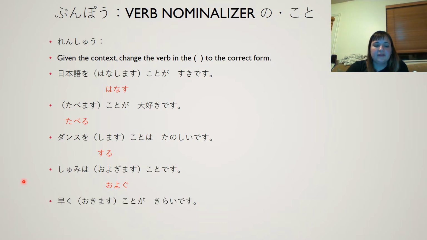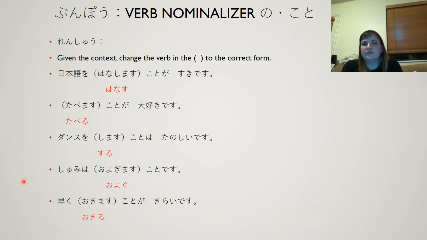Okay. Next. Hayaku okimasu koto ga kirai desu. Okay. So if you put, let's see if you got it right. If you put okiru, you're correct. So hayaku okiru koto ga kirai desu. The thing of waking up early, I hate.